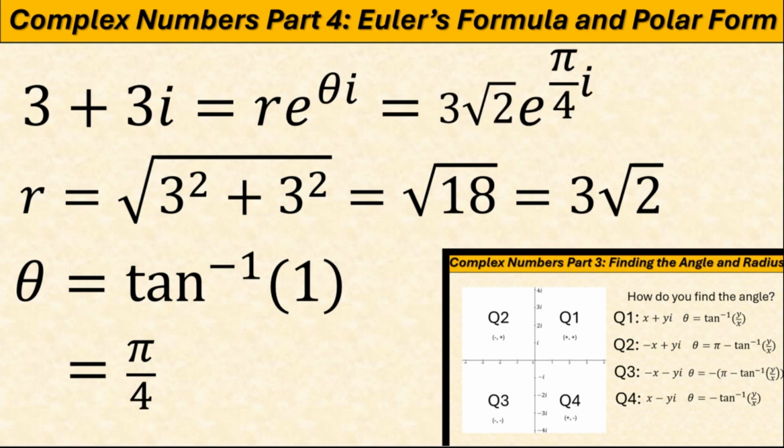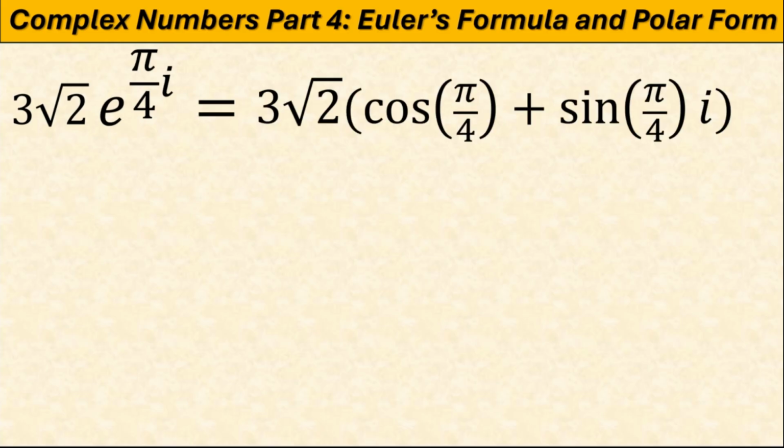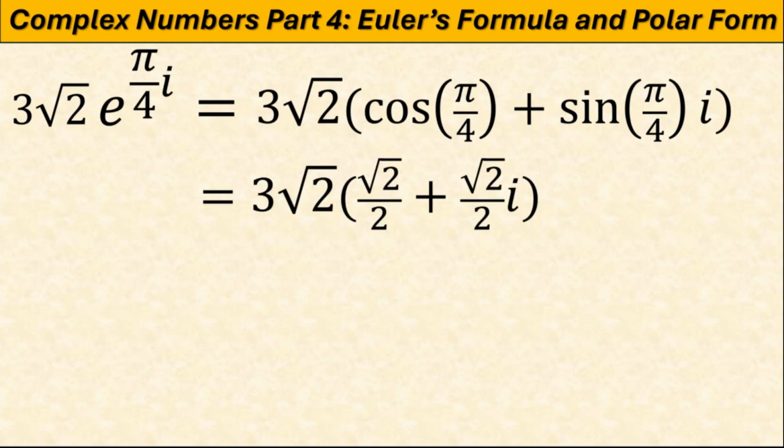And so, we now have our complex number in polar form, being exactly equal to 3 square root of 2 multiplied by e to the pi over 4 i. Now let's try to undo this and put it back into rectangular form, to show that both forms are equivalent to the same number. Using Euler's formula, we see that we can expand this as 3 square root of 2 multiplied by cosine of pi over 4 plus sine of pi over 4 times i.